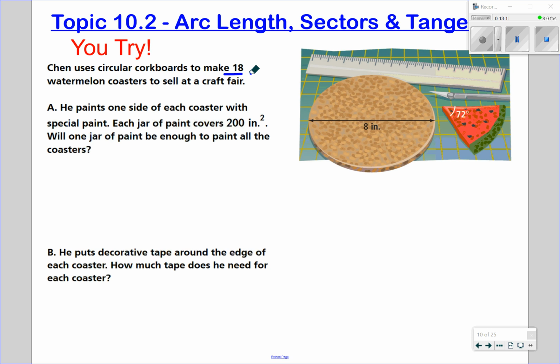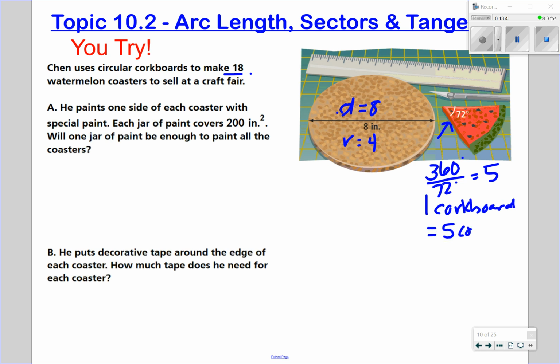Well, if I were you, I'd be thinking, okay, I know my diameter is 8, so that means my radius is 4, but this 72 means that I must be able to make so many coasters out of this one corkboard. Well, if you take 360, because that's how many degrees are in a circle, and divide by 72, you get 5. So that means one corkboard is equal to 5 coasters. Just something to keep in mind as you proceed. Go ahead and try parts A and B.